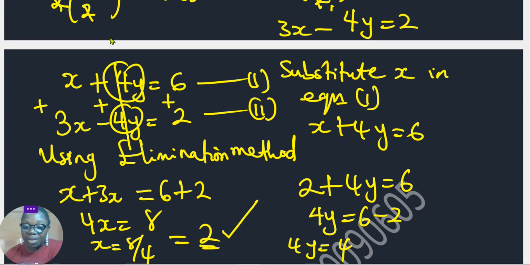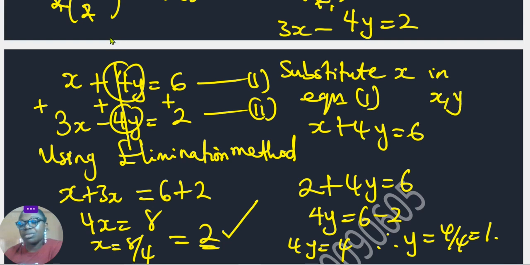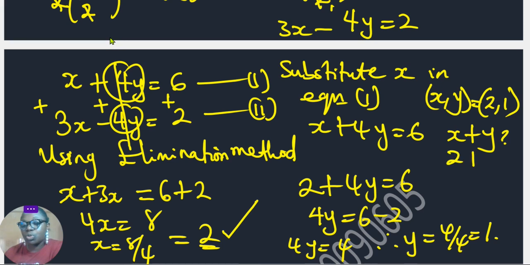Let's divide both sides by 4 so we can have the value of y. Therefore, y equals 4 over 4, which is equal to 1. So the values of x and y are equal to 2 and 1. So what will be x plus y? That will be 2 plus 1, which is equal to 3. So our final answer is 3.